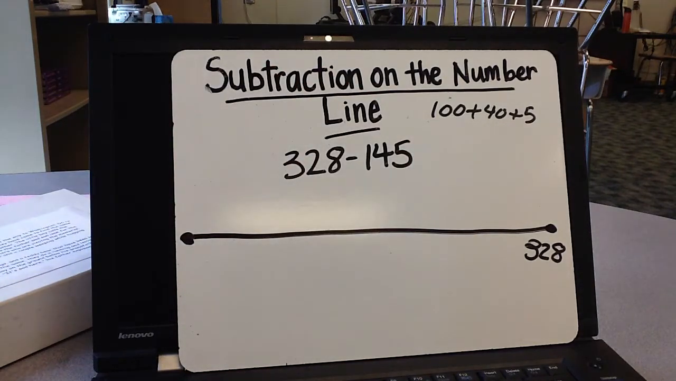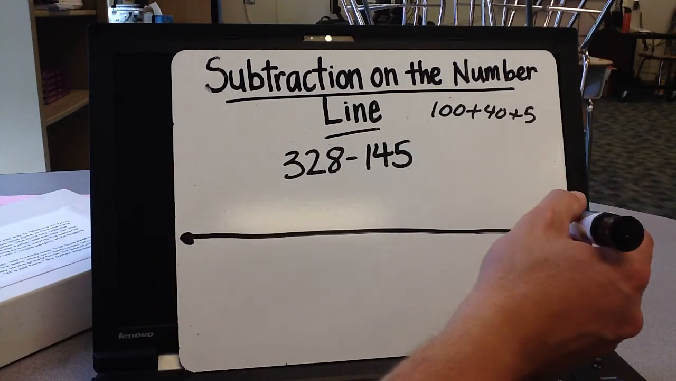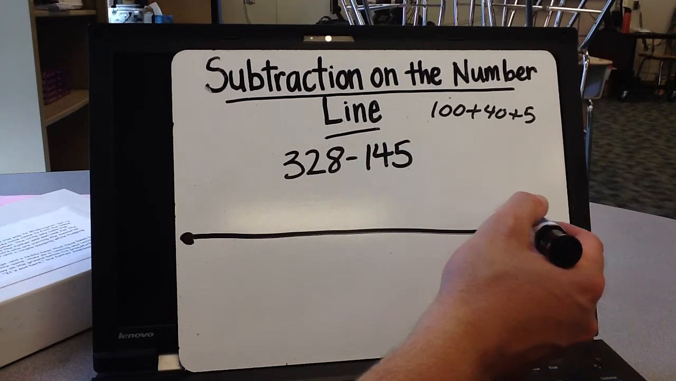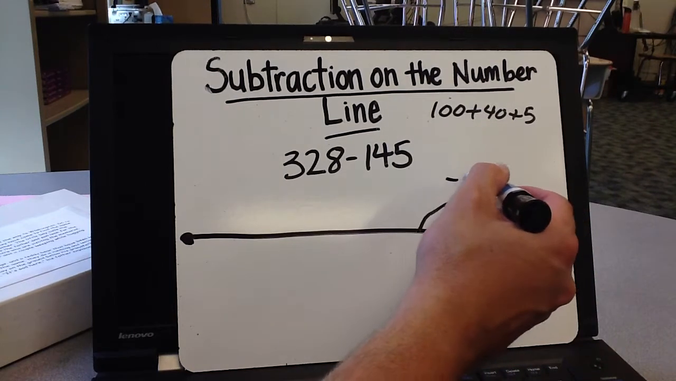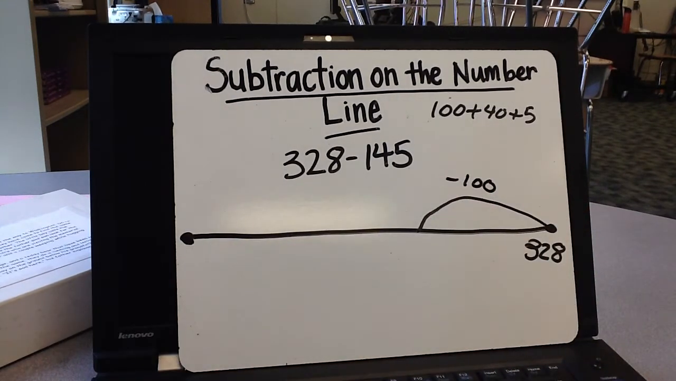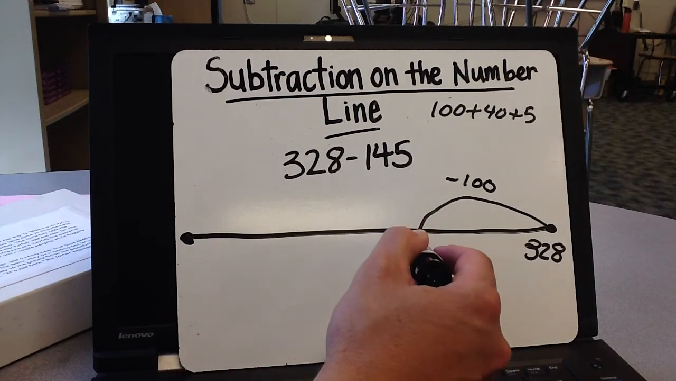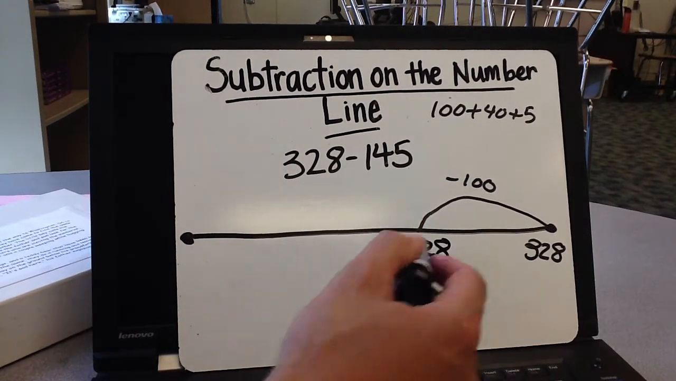It's just easier for me to deal with the hundreds, the tens, and the ones instead of dealing with the whole number at once. So again, I'll start with 328, and I'll take away 100. That's a big leap back, so it's going to be a big jump. Minus 100 gets me 228.